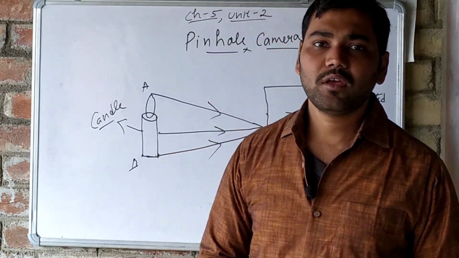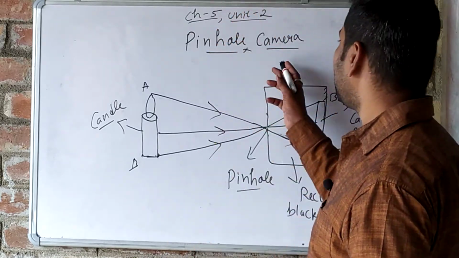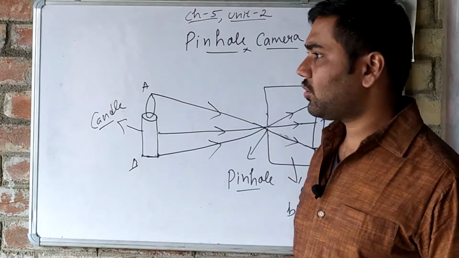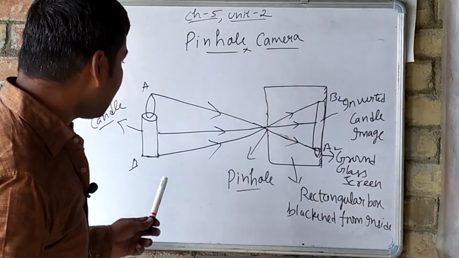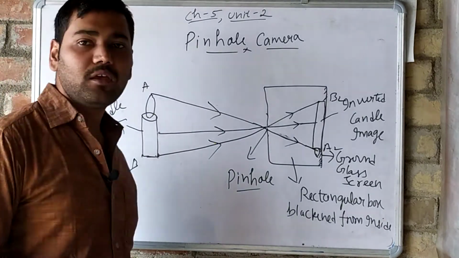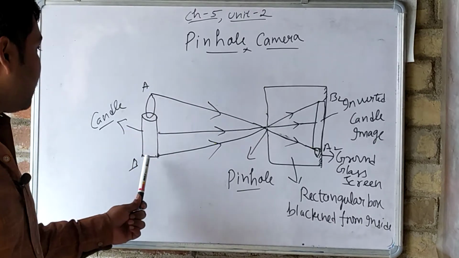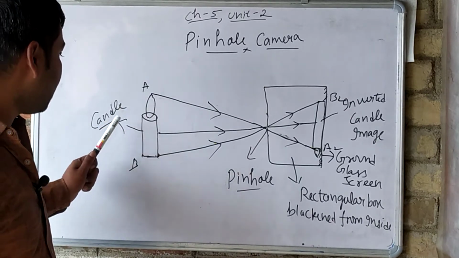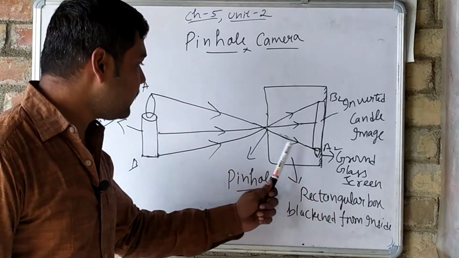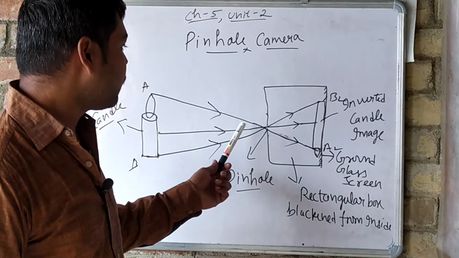Several applications we have already studied, which are given in the book. Now today we will study the pinhole camera. First we will discuss the whole construction. What is the construction? We are seeing that here is a candle, and the ends of the candle are named A and B. Light is emerging from this candle. Afterward we will discuss the whole working.